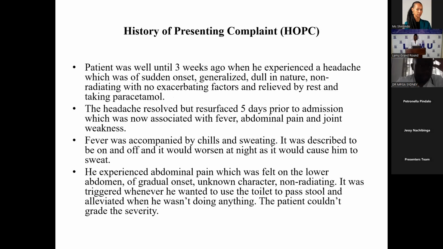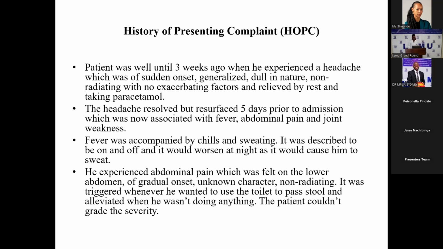History of presenting complaints. The patient was well until 3 weeks ago when he experienced a headache, which was of sudden onset, generalized, dull in nature, and non-radiating with no exacerbating factors, and relieved by rest and taking paracetamol. The headache resolved but resurfaced 5 days prior to admission, which was now associated with fever, abdominal pain, and joint weakness. Fever was accompanied by chills and sweating. It was described to be on and off, and it would worsen at night and would cause him to sweat.